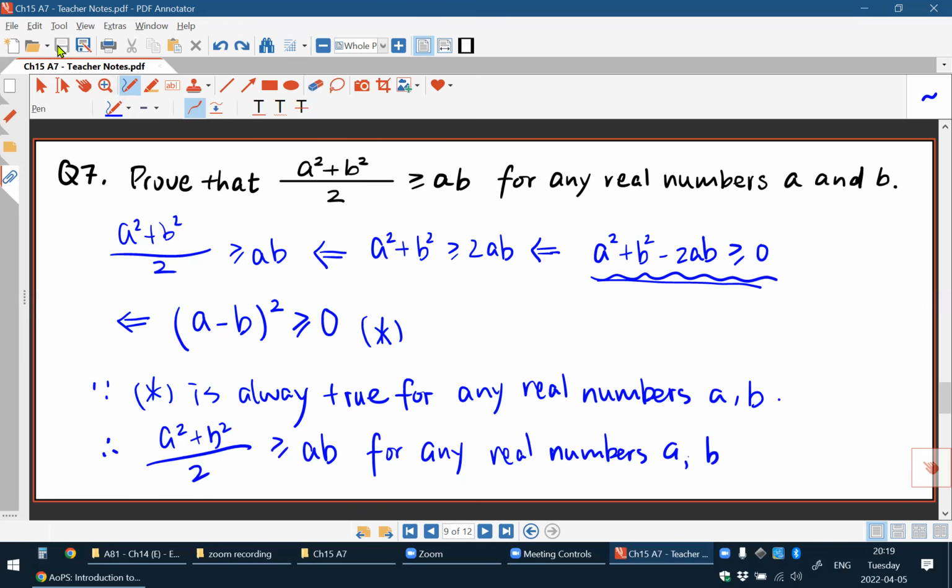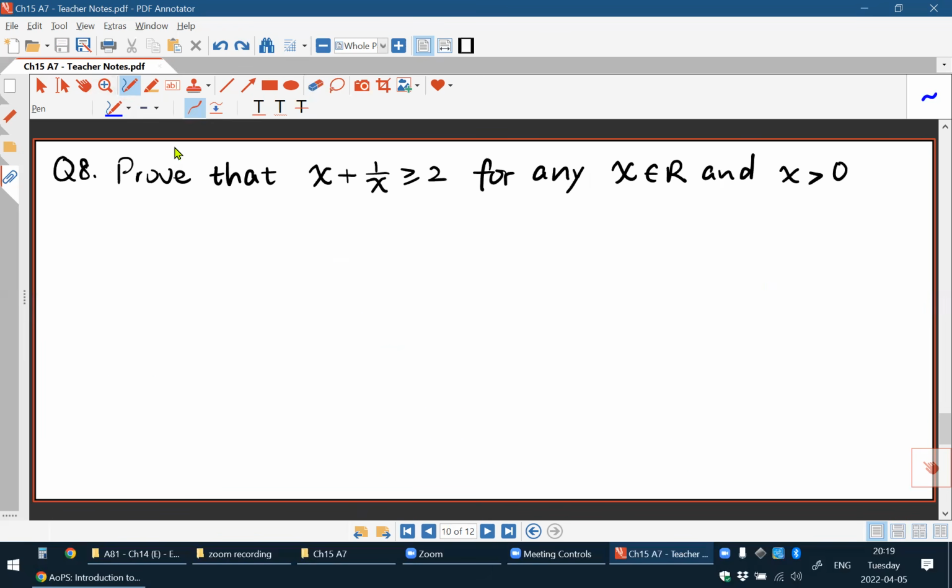Okay. All right, then let's consider question 8. You can follow the same logic, right? Actually, on your paper, this should be x greater than 0. This is a necessary condition. X cannot be an arbitrary real number. X must be a positive number, okay?